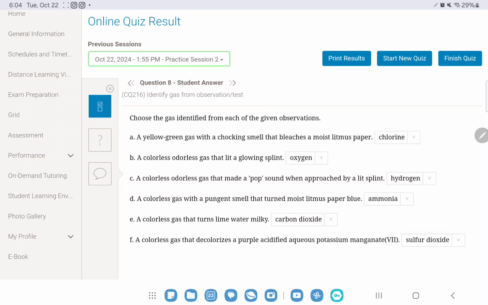Okay, this question, again, all memorizing, but I'm going to give you the keywords for when you see them. Yellow-green gas, there is only one yellow-green gas, and it has a choking smell and bleaches most litmus paper. It doesn't make its color into anything. It bleaches it, completely takes away its color. Only one gas this could be, it's chlorine. It's the only gas this could be.